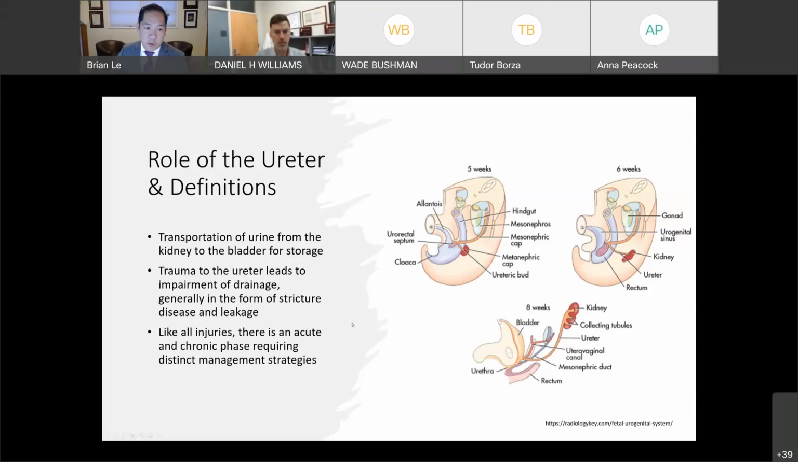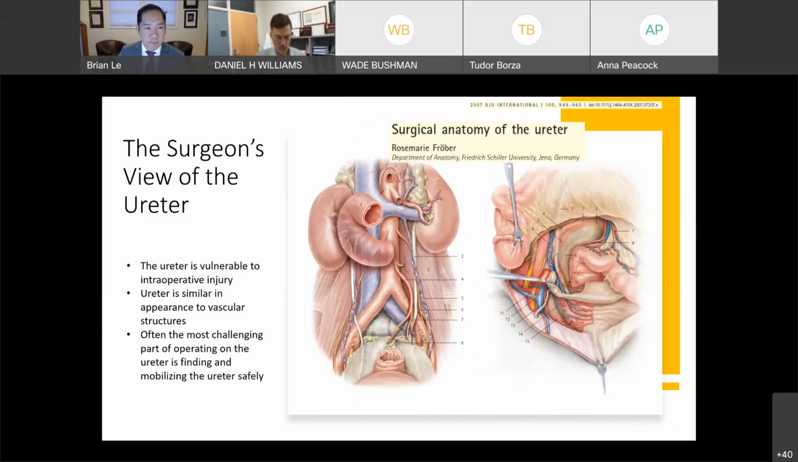The ureter is responsible for transportation of urine from the kidney to the bladder. And when we talk about injury and trauma to the ureter, ultimately it's the dynamic and urodynamic effects in terms of impairment of drainage that force us to do something about it. And we'll talk about the stages of intervention healing.